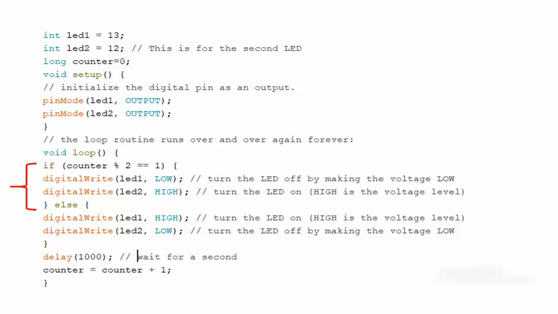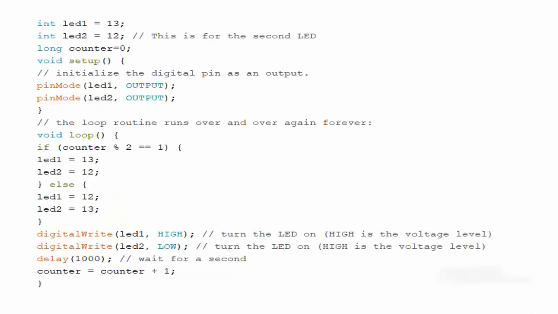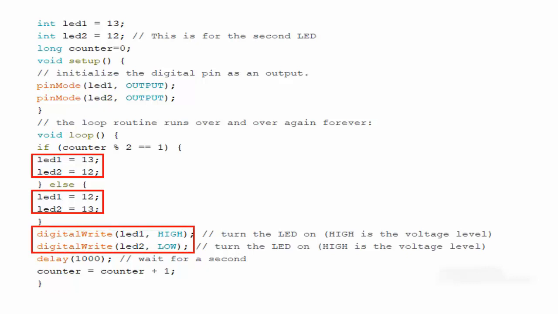Now you will see the LEDs blinking like before, but this expression is also not efficient and can be simplified further. This code can be simplified as follows. In this case, we simply reverse the LED input output pins based on the if test and then make the call to digital write. The program of course still behaves as before.